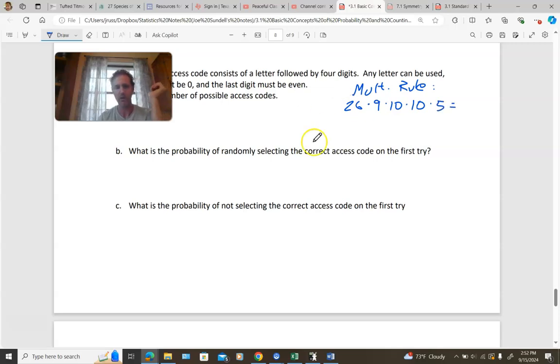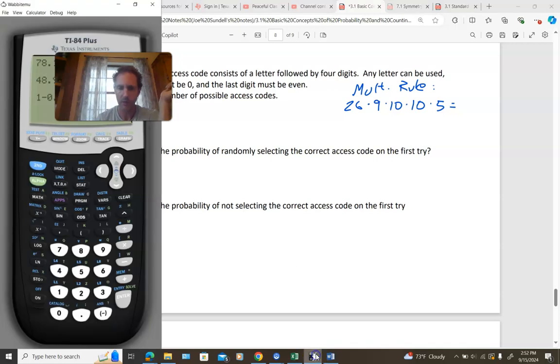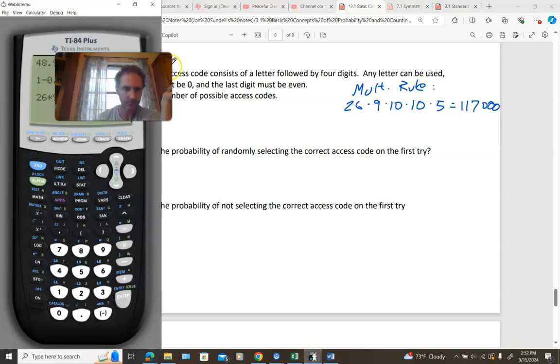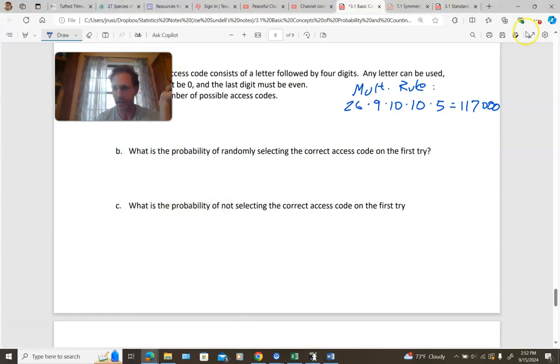Okay, and so if we multiply all these, that will be the total number of access codes. 26 times 9 times, I could just do the 2 tens as 100, and then times 5. And we're going to get 117,000 possible access codes. Alright, so that's probably going to be our denominator in any of these probabilities that we try to calculate.